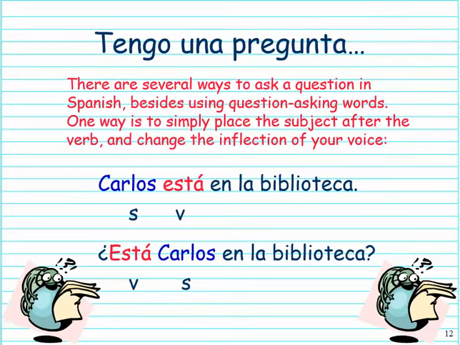Tengo una pregunta. There are several ways to ask a question in Spanish besides using question-asking words. One way is to simply place the subject after the verb and change the inflection of your voice. For example, Carlos está en la biblioteca. Carlos is the subject, está is the verb. You can reverse the subject and the verb and say, ¿Está Carlos en la biblioteca? Is Carlos in the library?